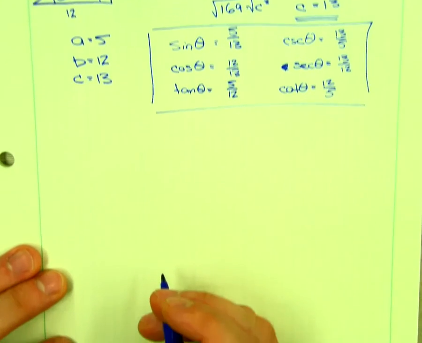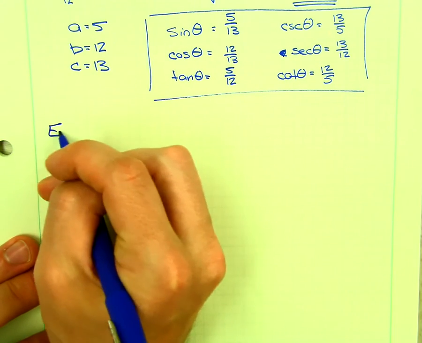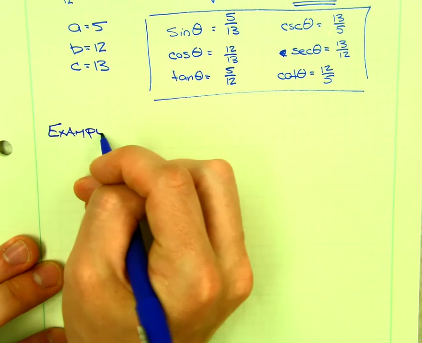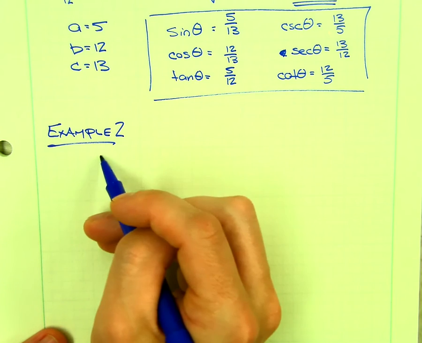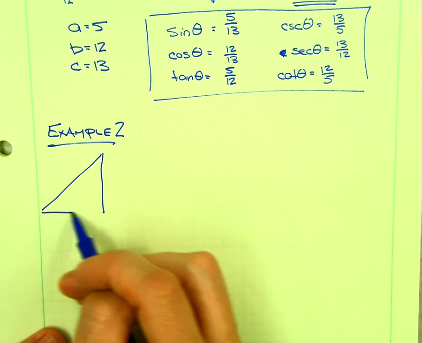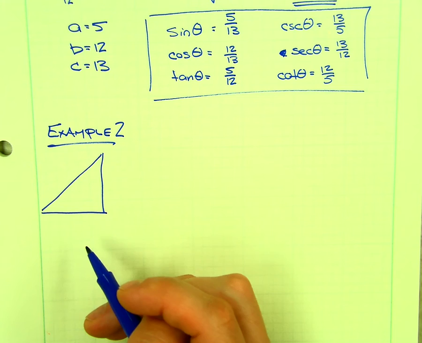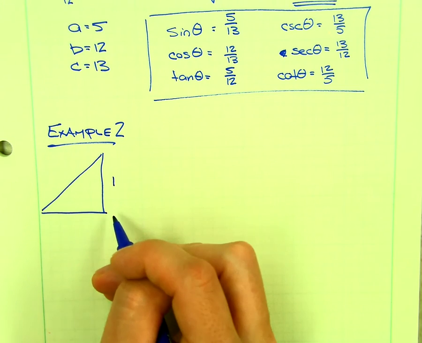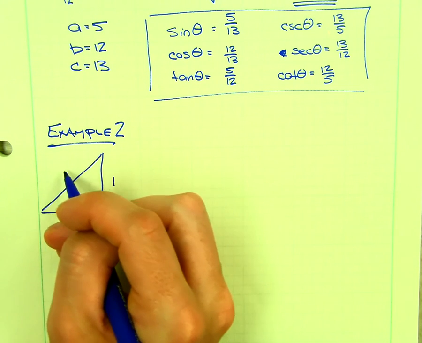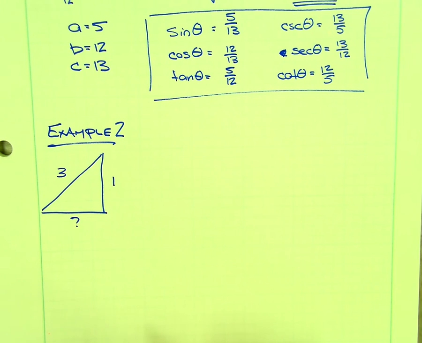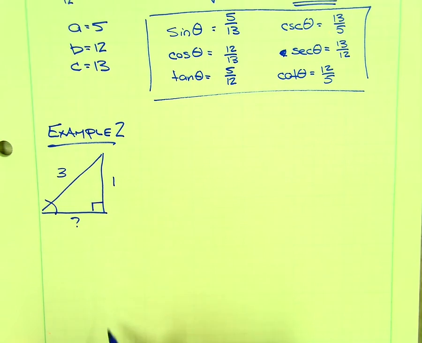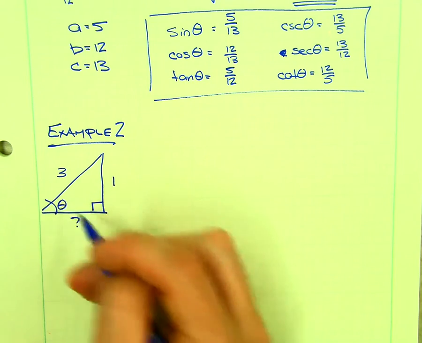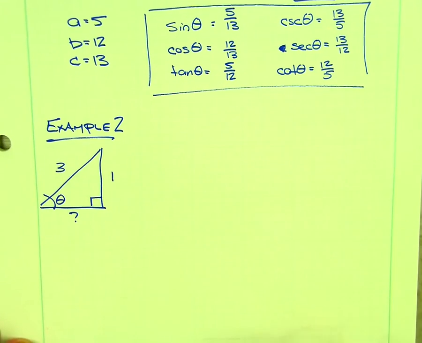Let's jump into a second example. Very, very similar, not a whole lot different. However, this triangle that I'm going to give you, also a right triangle, I'm going to give you a is 1, c, or the hypotenuse, is going to be 3, and this time you don't know that side. Same thing, here's an angle, I've got my little box there. Now I need to figure out the same 6 trig functions of theta.